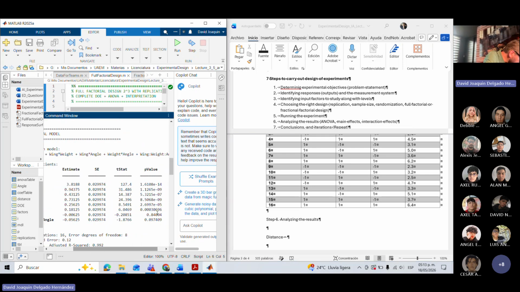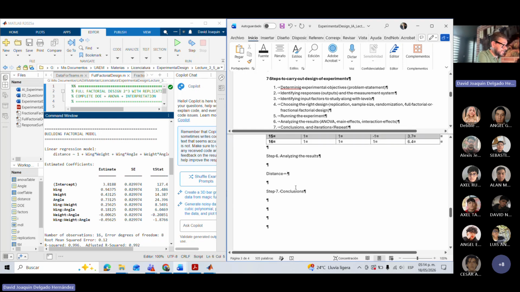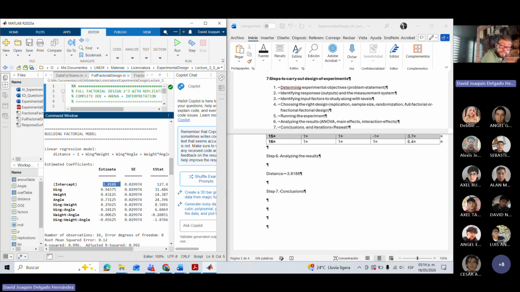All of them, but the last two, are statistically significant. How do I know? Because these values are much lower than 0.05. All of these are lower than that critical value. So apart from the last two, all of them are relevant. So I am going to put the mathematical model. So the distance equals 3.8188, which is the first coefficient, this one.